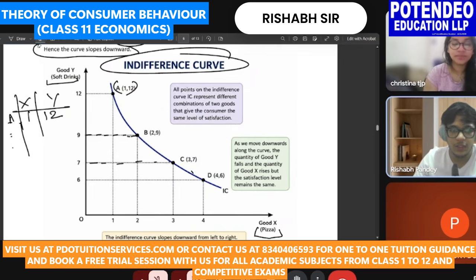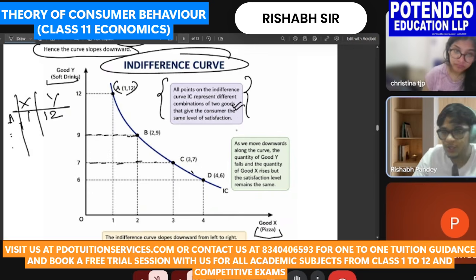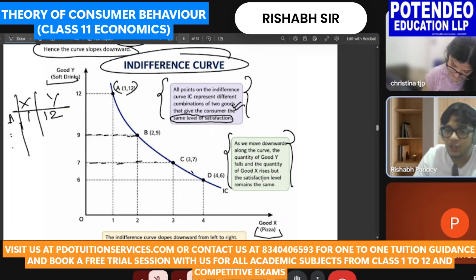All right, just please write this down, draw this up, okay? This is for you to understand. All points on the indifference curve represent different combinations of two goods. Why two goods, sir? You know why, X and Y axis. That gives the consumer the same level of satisfaction. Why same level, sir? Because this is an indifference curve. And as we move downwards along the curve, the quantity of good Y falls and the quantity of good X rises. Why, sir? Because I am compensating good X for good Y. That's why one is falling, one is rising, but the satisfaction remains the same.